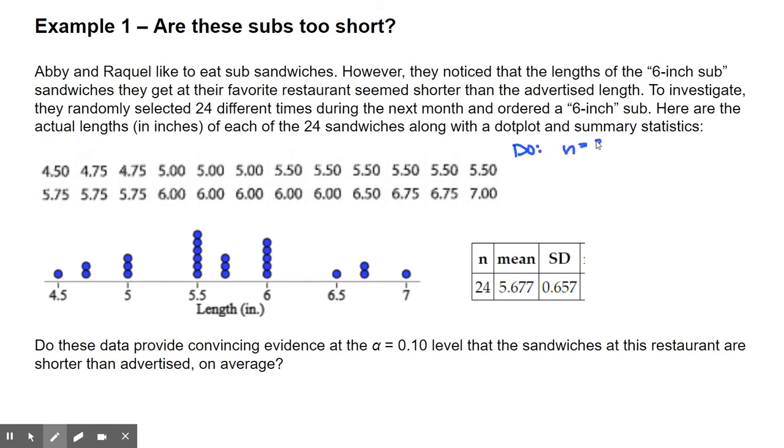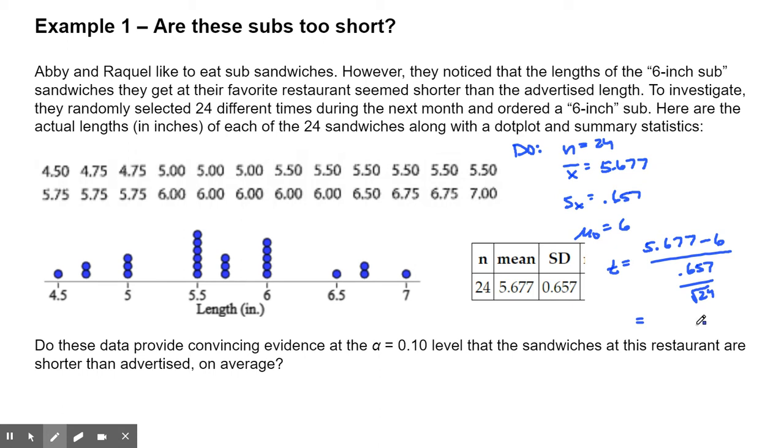First, my sample size is 24. My x bar, my sample mean, is 5.677. My sample standard deviation is 0.657, and my null value is 6. Okay. Now we are going to plug it into this formula. So t equals the sample value of 5.677 minus the null value of 6, all divided by this fraction, 0.657 over the square root of n, 24.